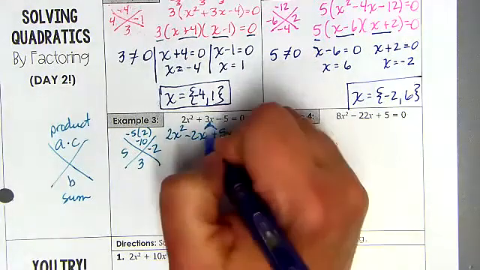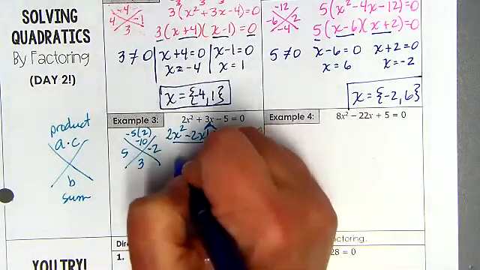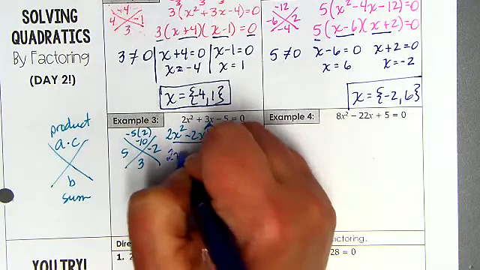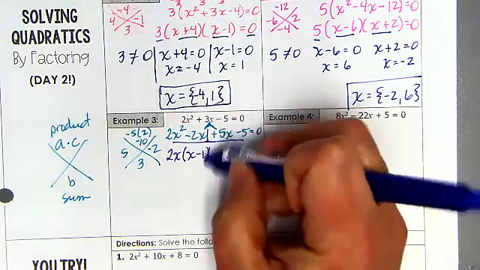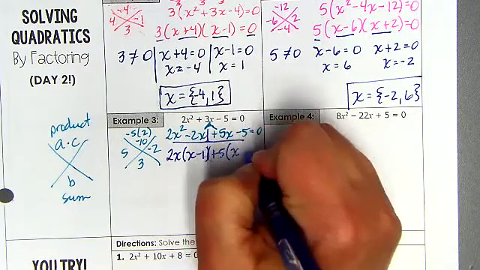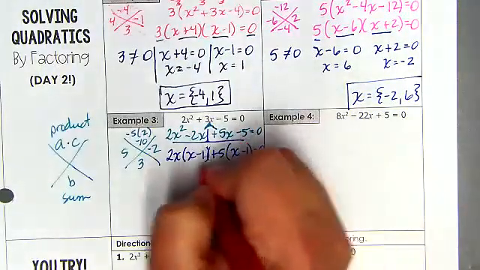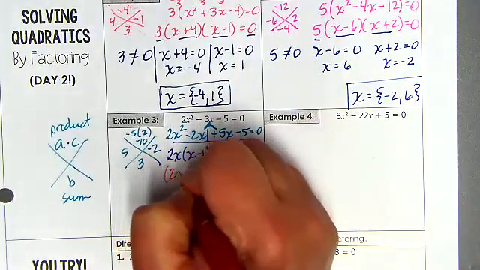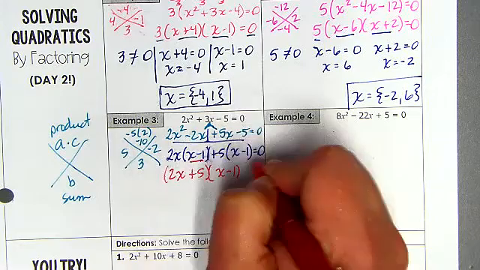And now you can do the box method or you can do the grouping. I like the grouping. It just makes the workflow better. Then we have 2x and x minus 1. Factoring out 5. Now 2x plus 5 times x minus 1, because this is my GCF.